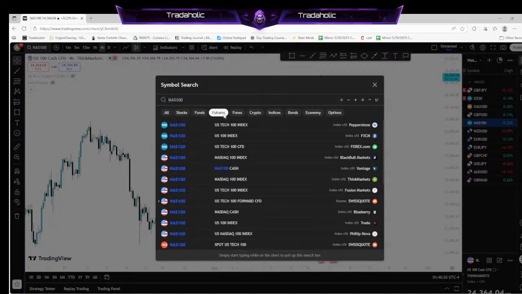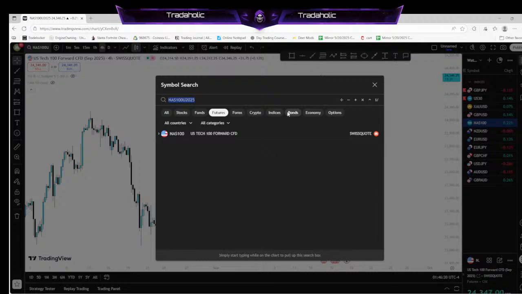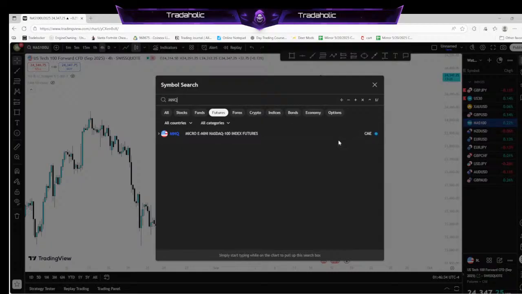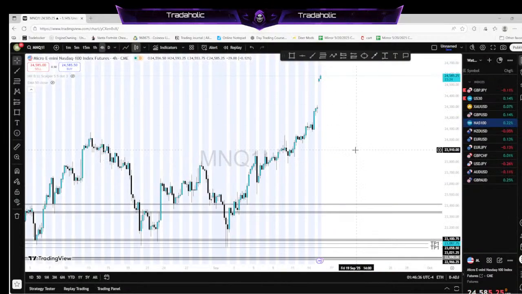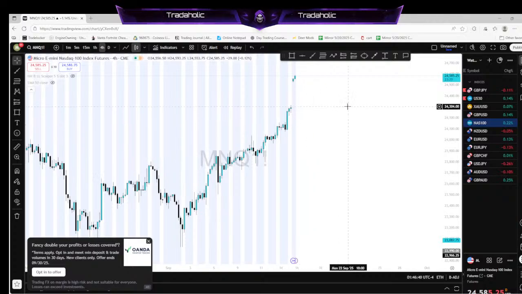But depending on which one you have, you may see gaps. You're probably not looking at it as NAS 100. You're probably looking at it as MNQ. This is where you see the gaps. The gaps just mean the opening price was different from the closing price, which leads to a gap.